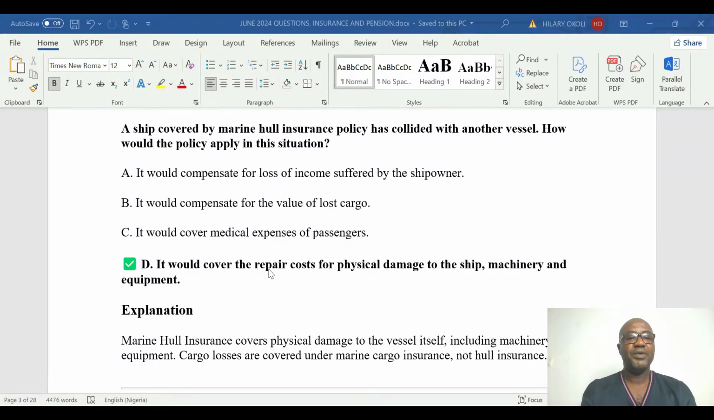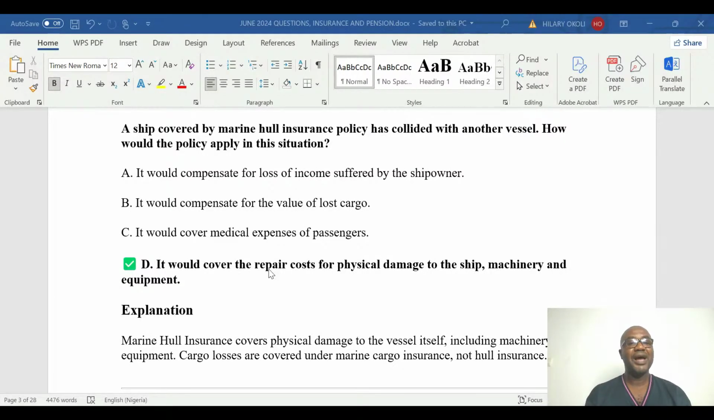A says it will compensate for loss of income suffered by the ship owner. No, it won't fly. It will compensate for the value of the... no, it won't fly. It will cover medical? No, it will not. It is the ship that is insured. In terms of medical expenses, if the individual or passengers or those in the ship have their own insurance, that covers them.